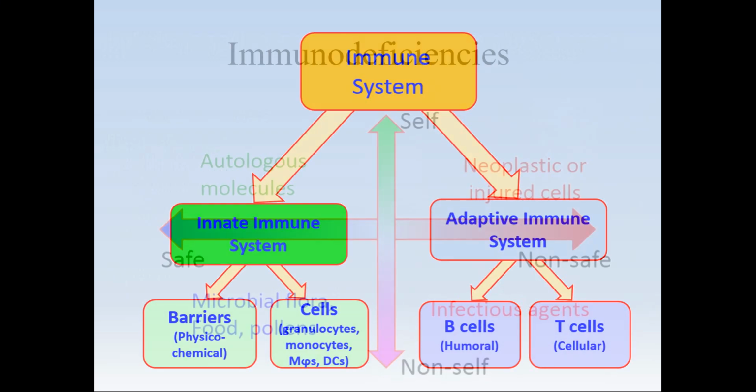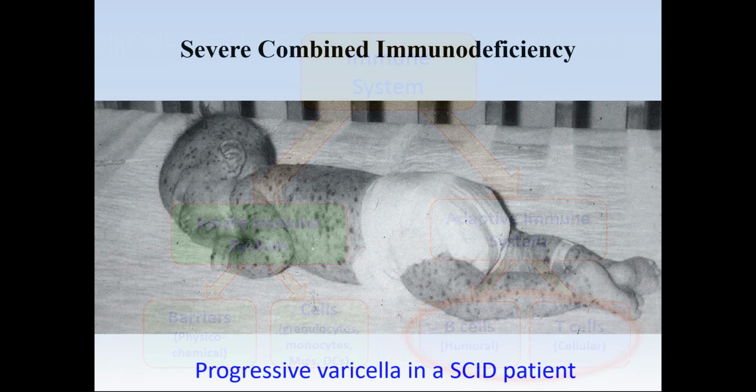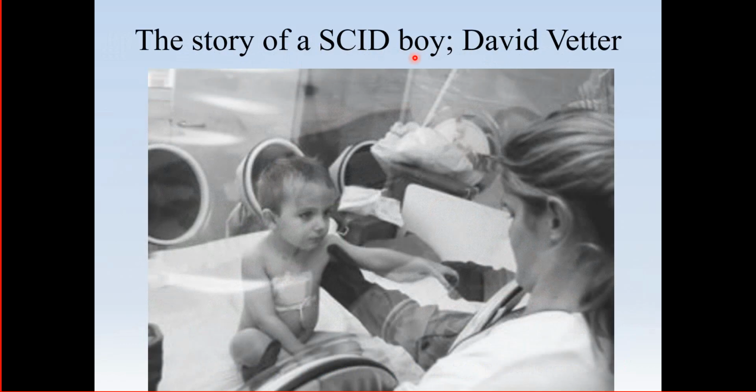So this is infectious disease, I told you about. We have immunodeficiencies, genetic problems that cause basically lack of immune components like B cells and T cells, like this disease that you will hear about later, severe immunodeficiencies. And this is the story of a boy who had this particular disease.